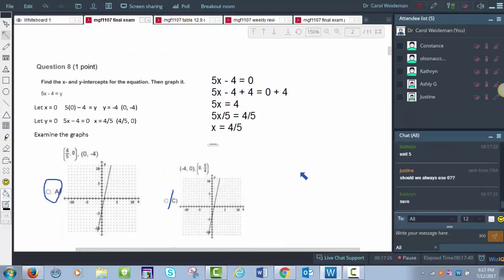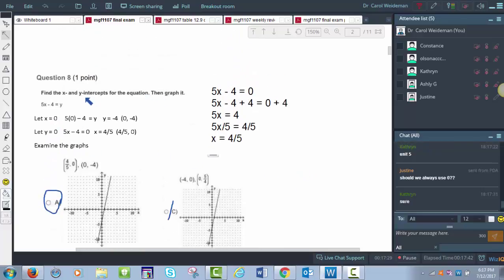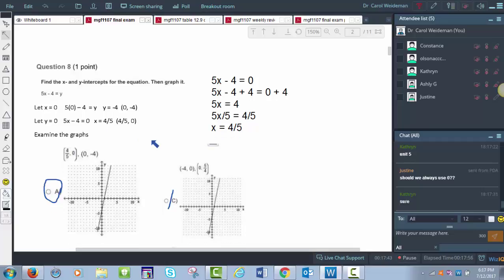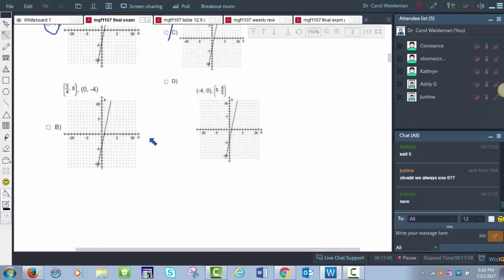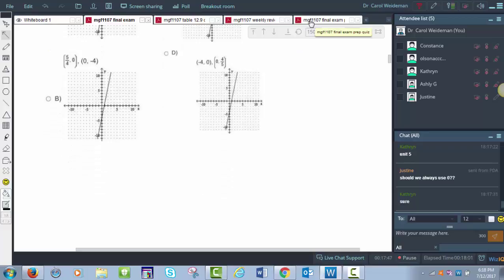Okay. Justine, you're always going to use 0 if you're trying to find the intercept. So if you're trying to find the y-intercept, you let x equal 0. If you're trying to find the x-intercept, you let y equal 0. And this particular question asked you to do that, and that was part of the answer up here. These were the intercepts. That's why we did it that way. Okay? And then, Catherine, if you email me that one, I will help you with that for sure.